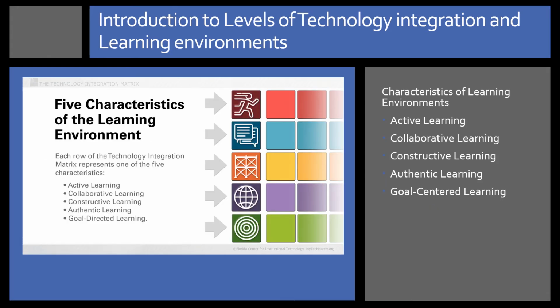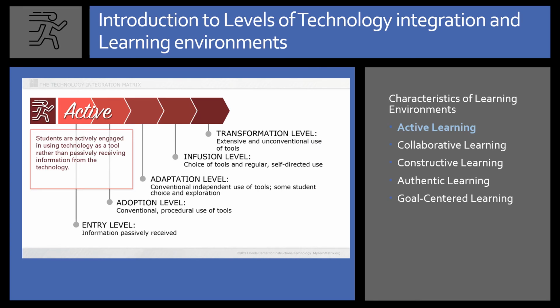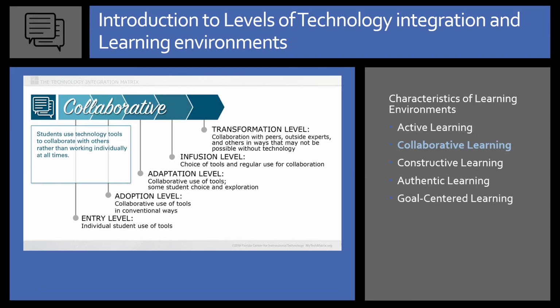These are the five learning environments, and you'll notice that each of them has an icon that helps you recognize it as we move along. Active learning is where students are actively engaged and participating with the technology instead of passively receiving it. And you'll notice along this continuum, there are different descriptions based on the technology integration. In the collaborative learning environment, students are using technology tools to collaborate with one another instead of individual work.